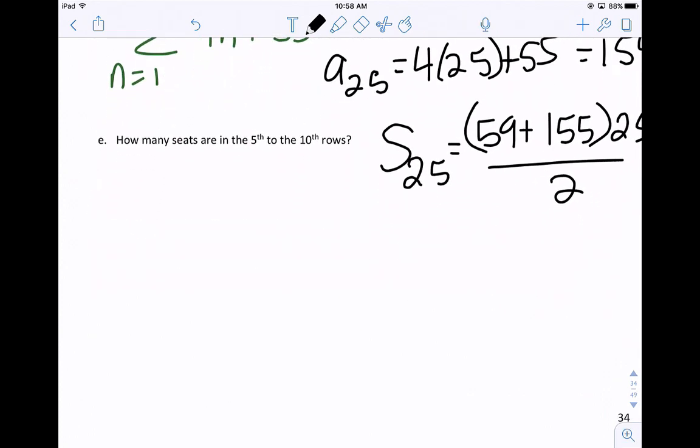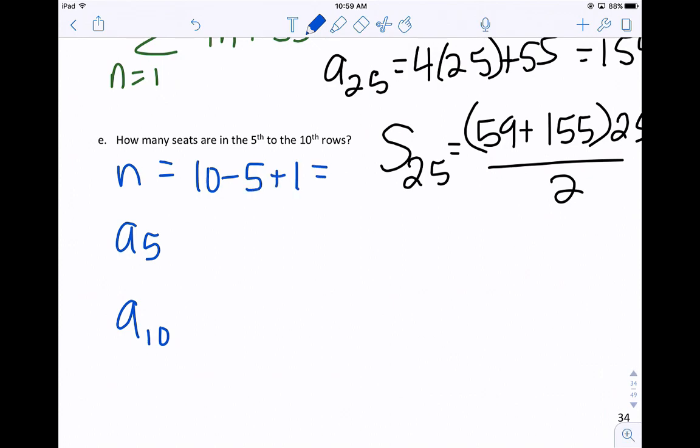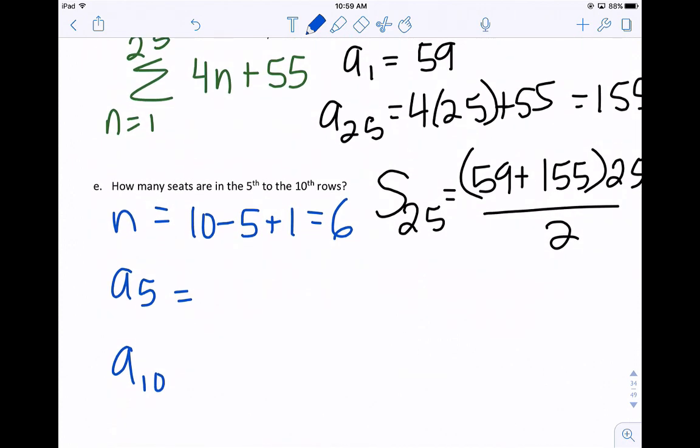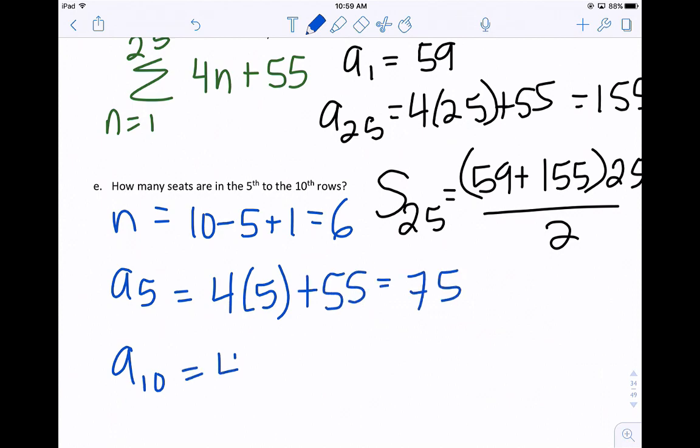How many seats are there in row 5 to 10? So we need the 5th row, we need the 10th row, we need number of rows, which is 10 minus 5 plus 1. 10 minus 5 plus 1 is 6. 5, 6, 7, 8, 9, 10. Yep, so that's 6 rows. All right, let's find a sub 5. It would be 4 times 5 plus 55. That's 20 plus 55 is 75. 4 times 10 plus 55 is 95.